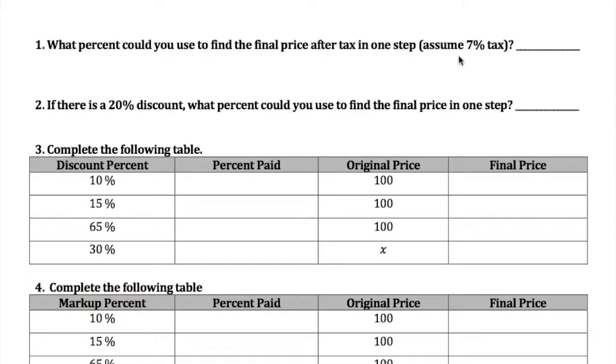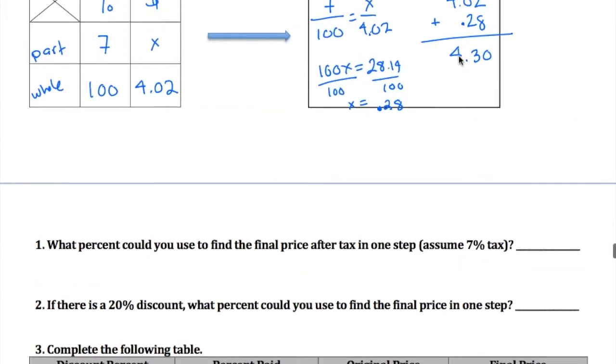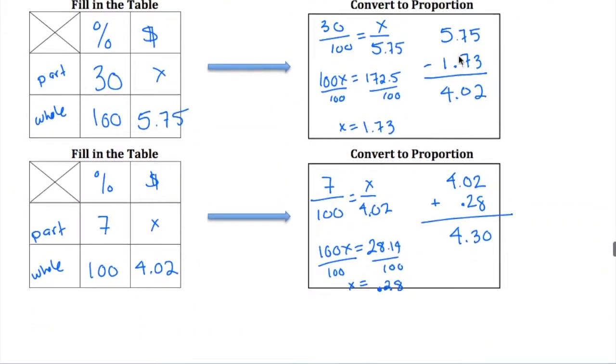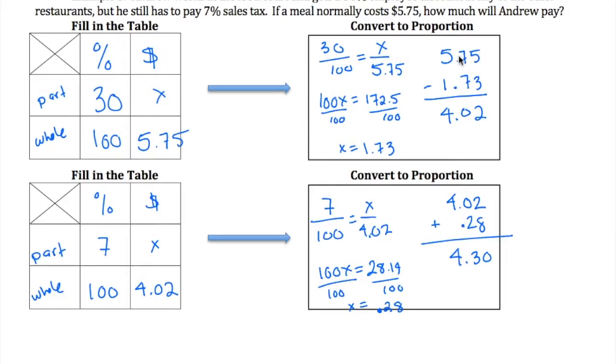To do this, let's go back to what we did at the end of part A of our lesson on markup, discount, and tax. Let's look at some of the work we have here. We found that there was a $1.73 discount. Since it was a discount, we had to take it away from the original price to find our price after the discount. So we took the total money, took away the discount, and we were left with the money after the discount.